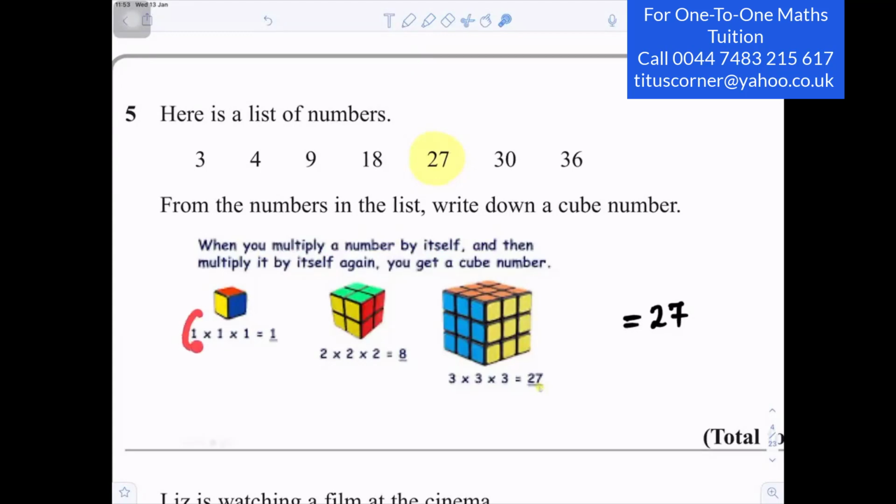For example, 1 times 1, you multiply 1 by itself and then you multiply it again by itself, you get a cube number. 2 times 2 times 2 is 8. So 1 is a cube number, 8 is a cube number. 3 times 3 times 3 is 27. 27 is a cube number. So on that list, the only cube number is 27. So your answer is 27.